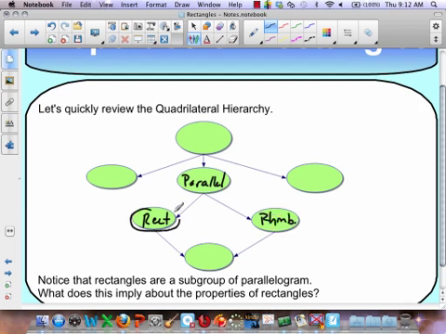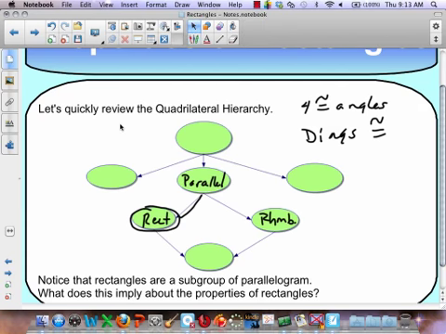So since the rectangles are a subgroup of parallelograms, what does that tell you about the properties of rectangles? They have the same properties. So whatever properties a parallelogram has, the rectangle automatically inherits those properties. So there's really only two new properties that a rectangle has, and that is that it has four congruent angles, and that the diagonals are congruent. And that's all you need to know.